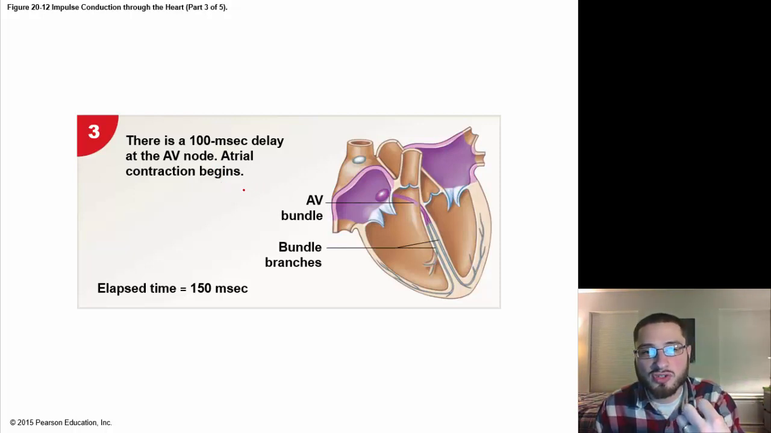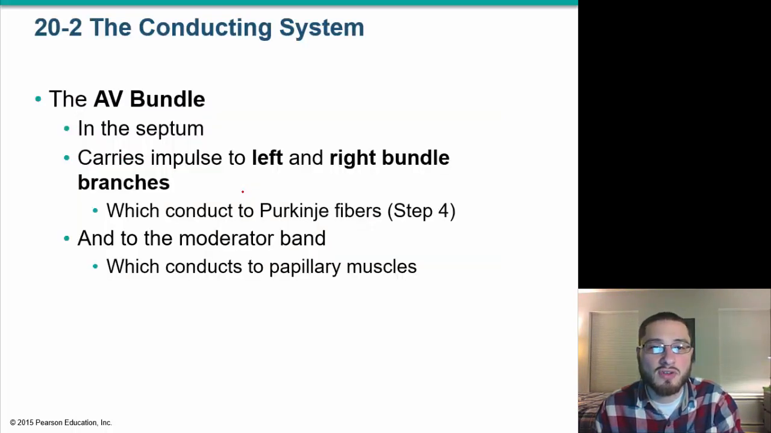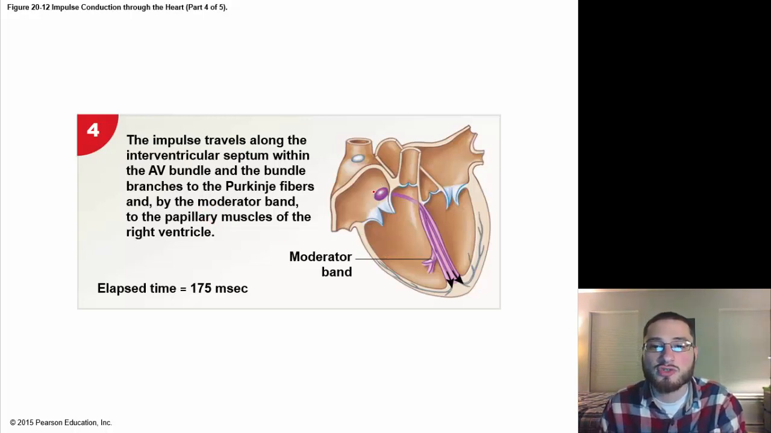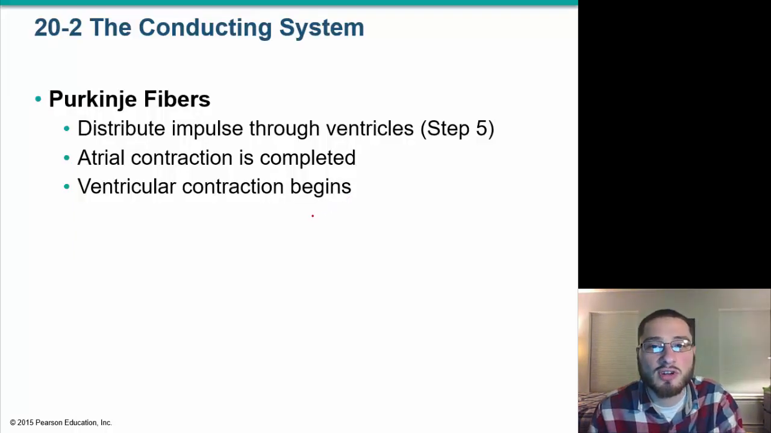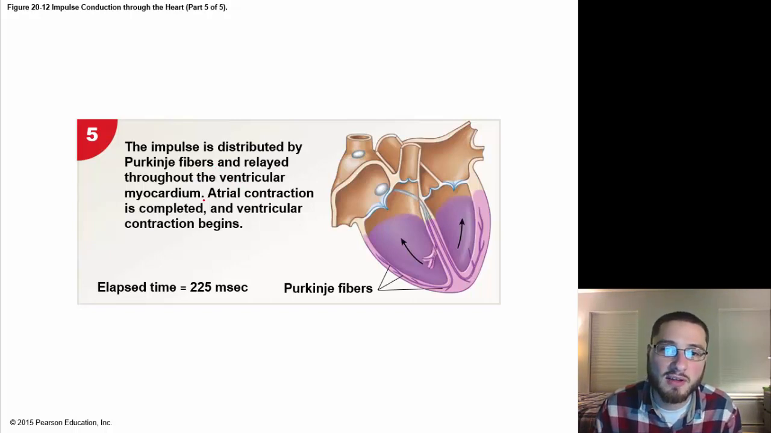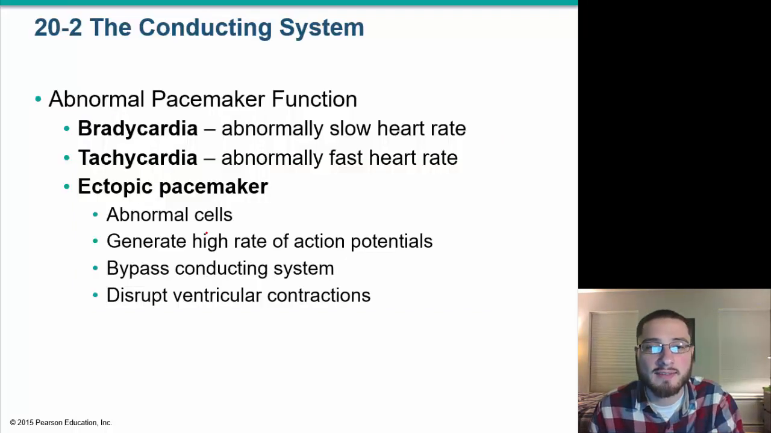So those atrial contractions are all started by the SA node, which is going to go to the AV node, and then the AV bundle, where we see the impulses travel along the interventricular septum within the AV bundle and the bundle branches to the Purkinje fibers and by the moderator band. So these papillary muscles are then signaled to contract. So the atria are going to contract, and then we're going to see that the ventricles are going to contract through the impulses that come through those Purkinje fibers. So the impulse is distributed by the Purkinje fibers, and then the ventricles are going to contract.